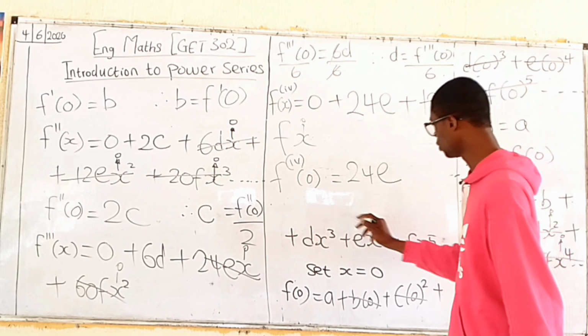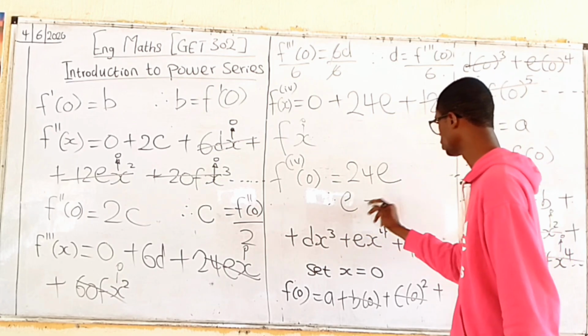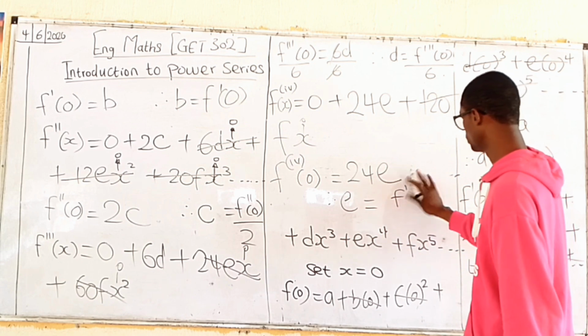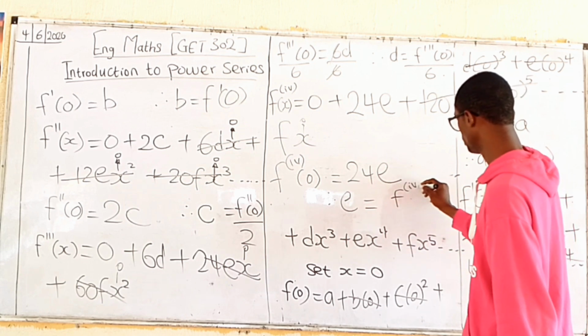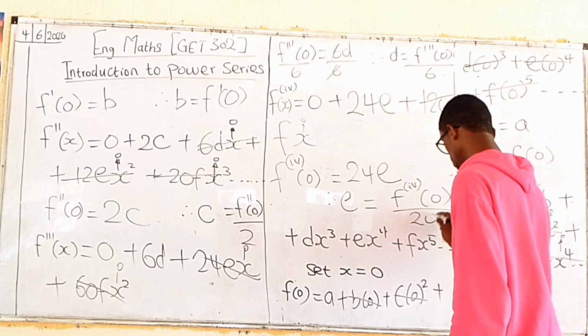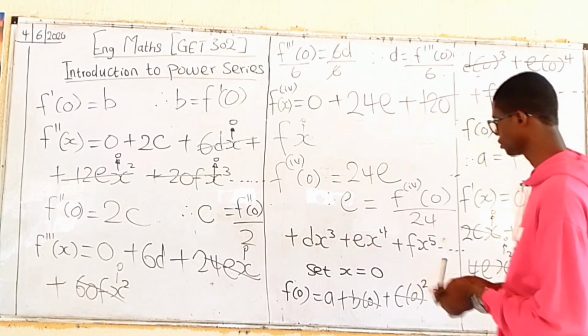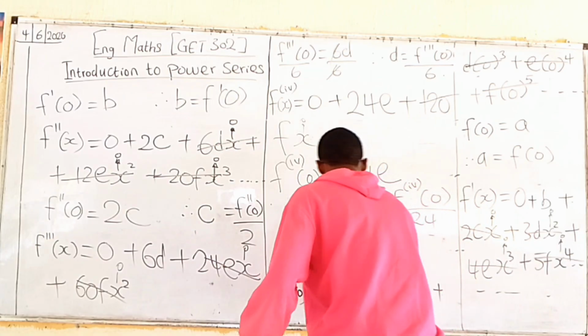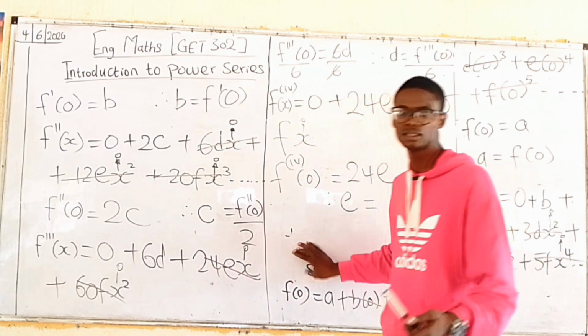So therefore what will E be? E will now be equal to F IV of 0 all over 24. If you want to get F, you can pause the video and try for F.